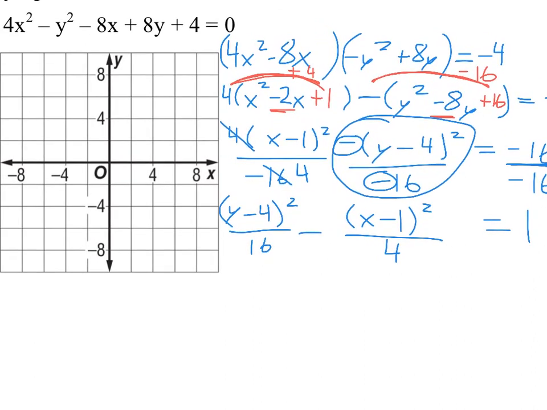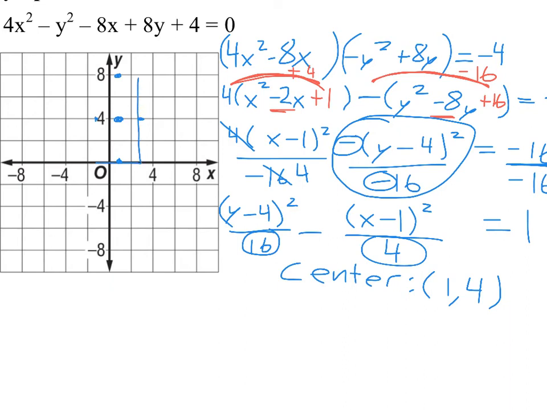So the center of this hyperbola, start with the x and do the opposite, is 1, comma 4. So 1, comma 4 is over here. We want to go up and down 4. And we want to go left and right 2. Then you make the box and the diagonals of the box.